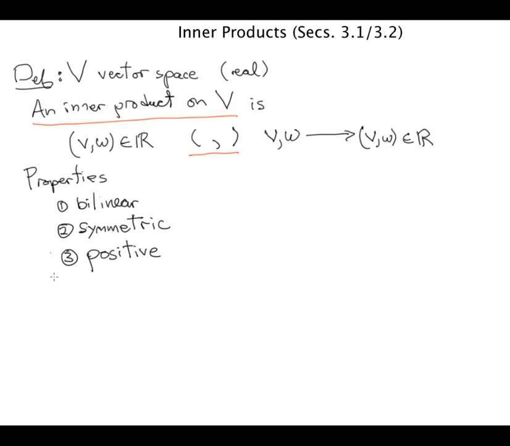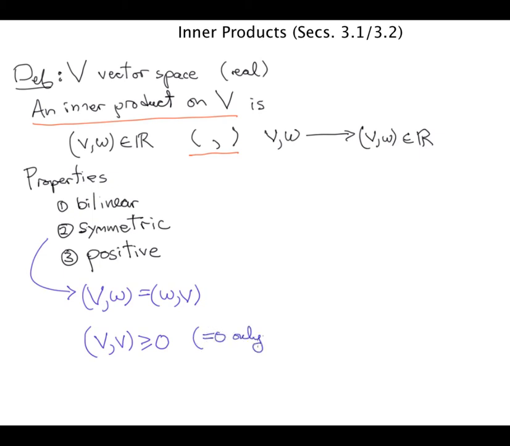For example, the symmetric condition is simply that (V, W) is supposed to equal (W, V). And the positivity condition is that (V, V) is greater than or equal to 0, and equal to 0 only if the vector is the 0 vector. Okay?